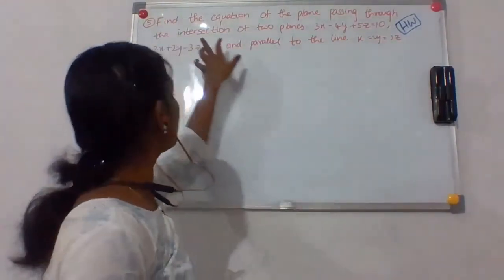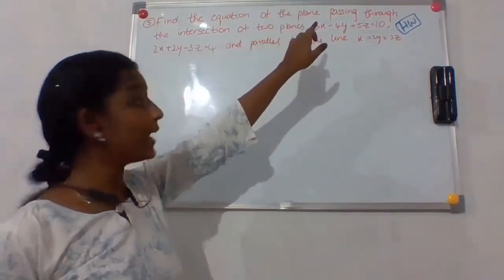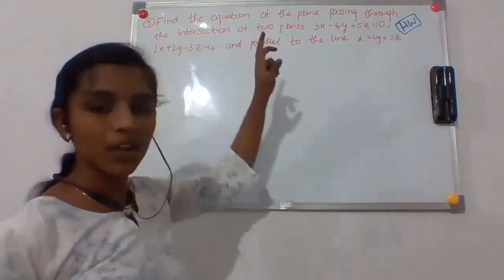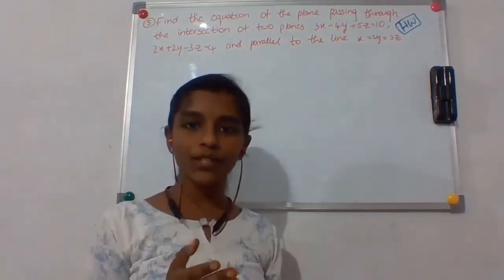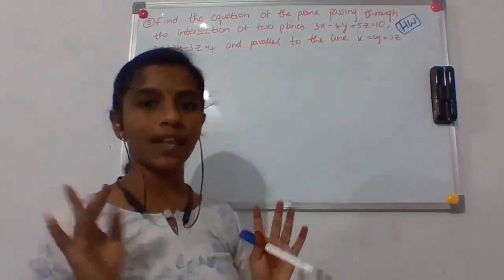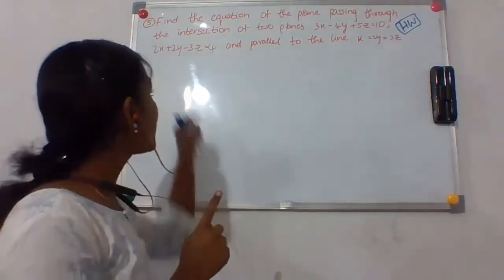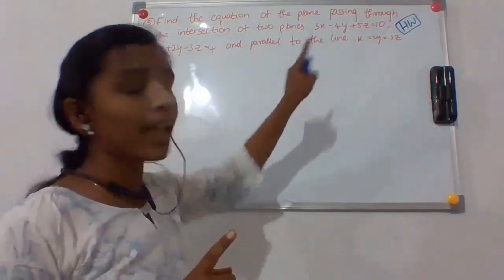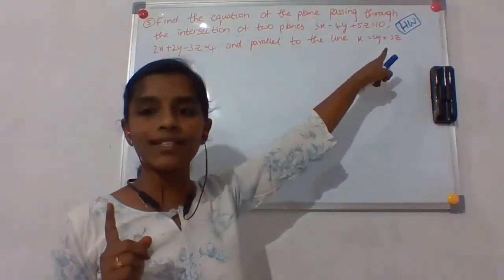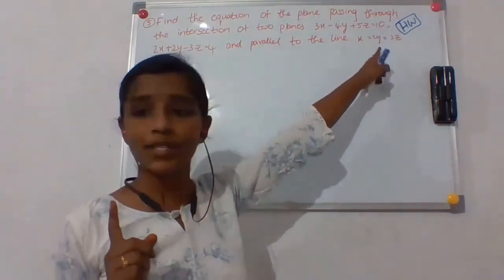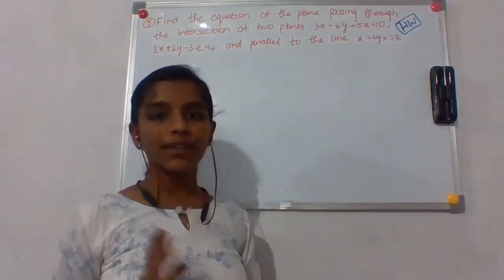What is the question? Find the equation of the plane passing through the intersection of the two planes. So the two planes are given, and the required plane is passing through the line of intersection. That is one clue. And the other one is, parallel to the line. So the required plane is also parallel to this given line, that is x = 2y = 3z.